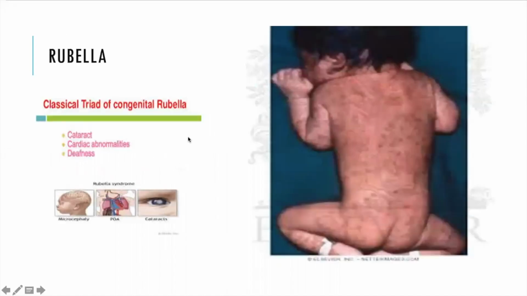So this is the congenital rubella triad: cataract, cardiac abnormality, and deafness. And this is the rash, usually called the blueberry rash.